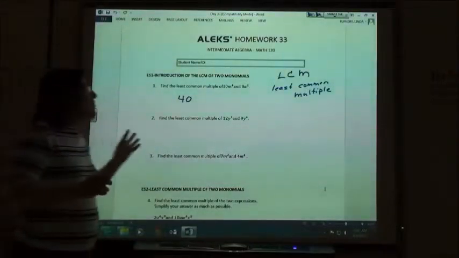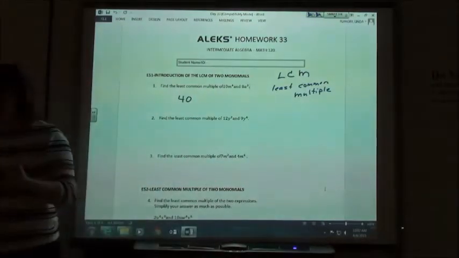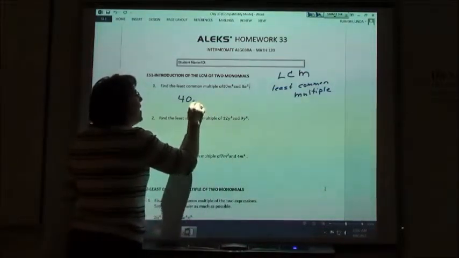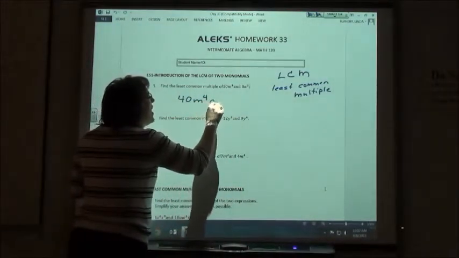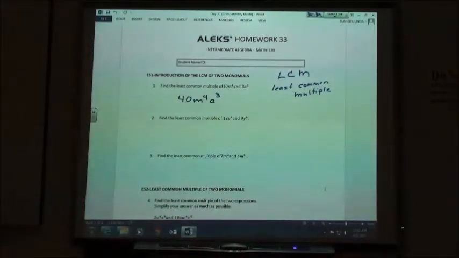When I'm working with variables, I use all of my variables to the higher exponent. So if my variables are different, I'm going to use them both. If they're the same, I'm going to use the highest one because multiples are greater than or equal to my values. So in this case, I'm going to use both the m to the fourth and the a to the third because my variables are different. I have to have both of them. It's like when you have a 2 and a 3, your least common multiple, you have to do 2 times 3. You have to use them both.